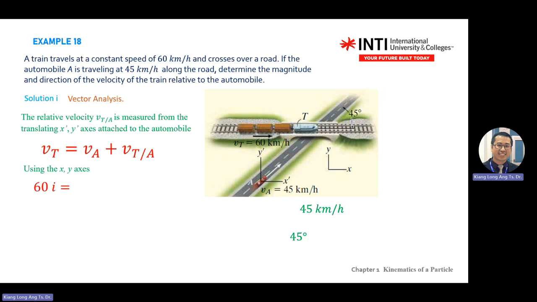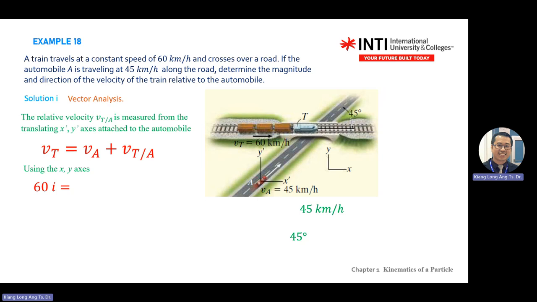By using X and Y axis, all right. So VT moves to the right, so 60i. VT vector moves from the left to right along the x-axis. Because the question asks you to use vector analysis, you need to put in the i direction there, right? 60 is the magnitude. Vector analysis means you see the question as vector, magnitude and direction. So for VT, you write in vector form, magnitude and direction, 60i.